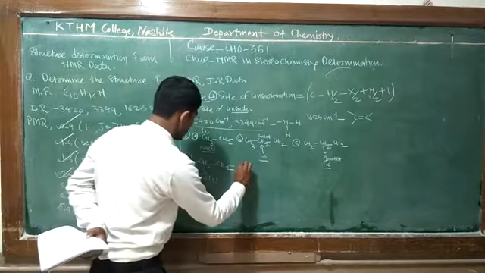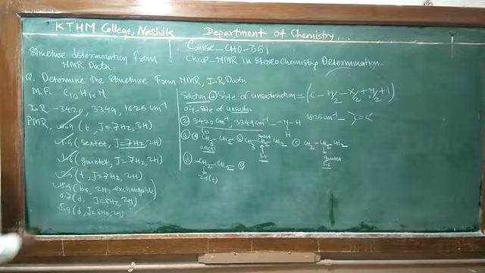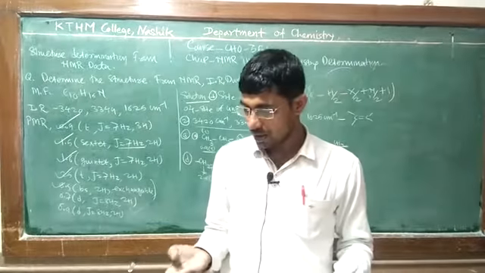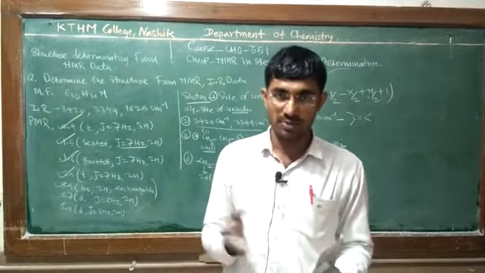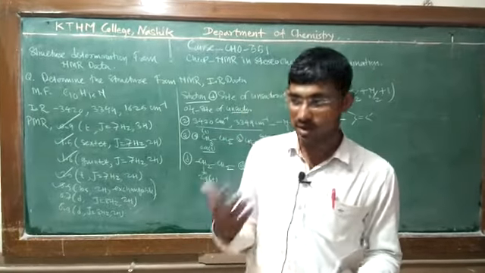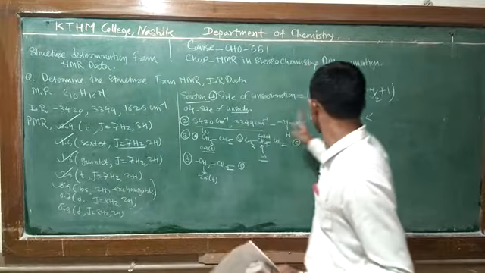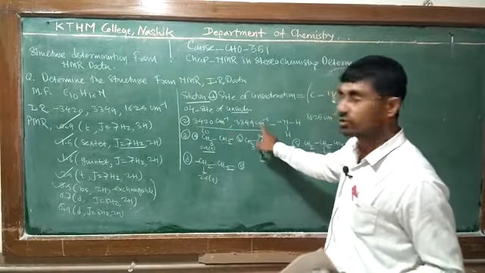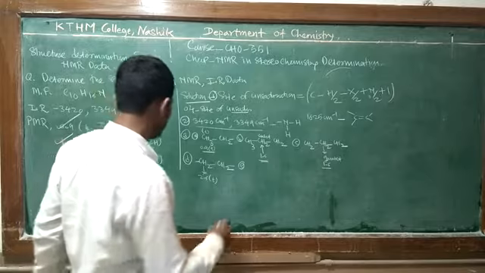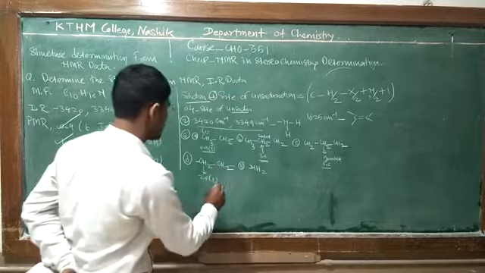Then the next signal at 3.5 delta is a broad signal for 2 hydrogens, exchangeable. You know that amine protons are exchangeable, then carboxylic acid protons are also exchangeable, then alcoholic, then phenolic. That kind of proton is exchangeable. So here, 2 protons exchangeable means, from IR data, that the NH2 group is present here. From this we can conclude that in our structure the NH2 group is present.